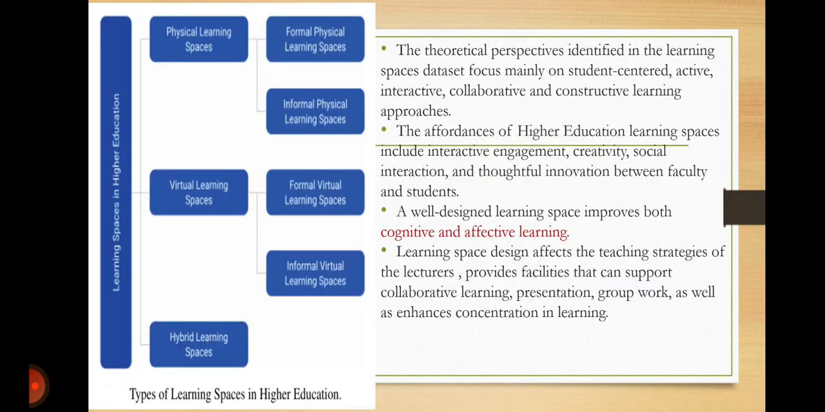Now, there can be various types of learning spaces, especially in higher education. As we all are engineering faculties, we have to focus on the higher education systems. So these are the three main types of learning spaces: physical, virtual and hybrid. Now, physical and virtual spaces can be further divided into formal and informal learning spaces. Now, this is the available choice with the teachers.